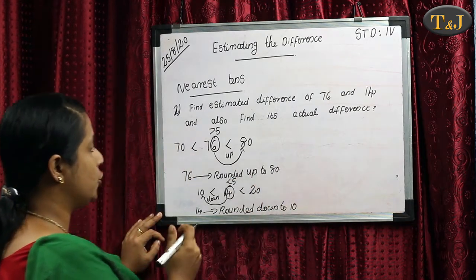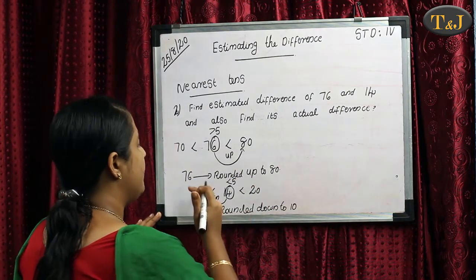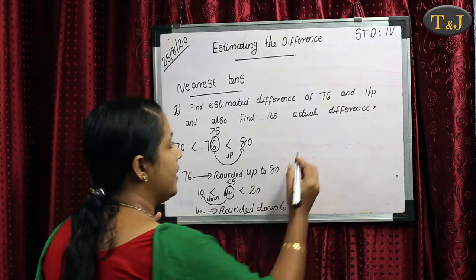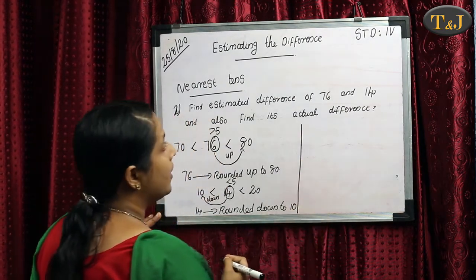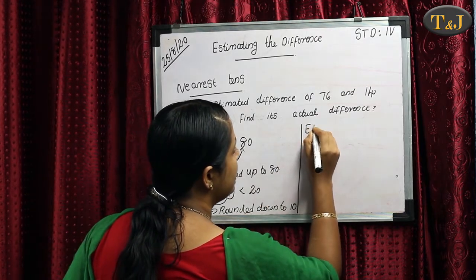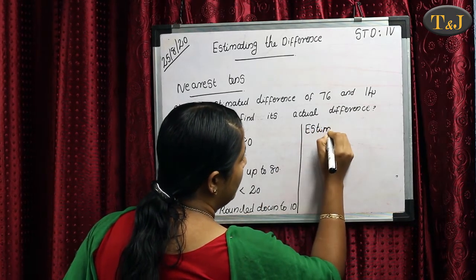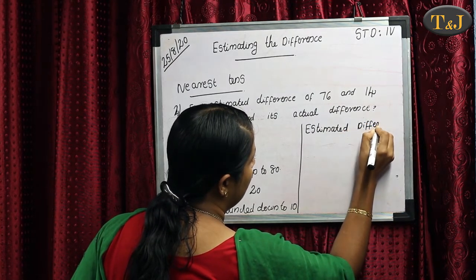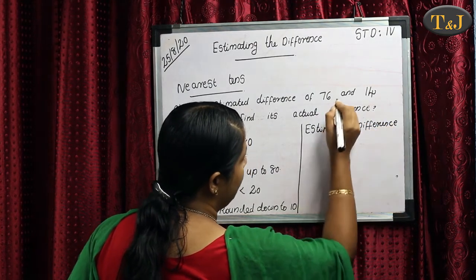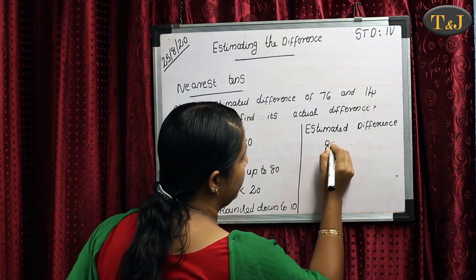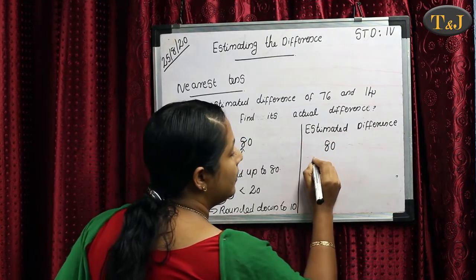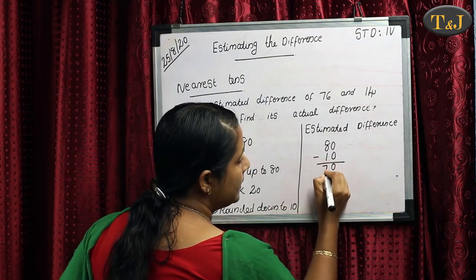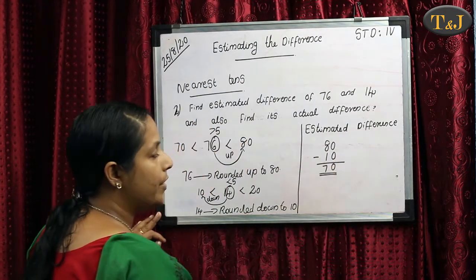So we are taking the two values 76 and 14. Then we take 76 as rounded up to 80 and 14 as rounded down to 10. Next we find out the estimated difference. Therefore estimated difference equals 80 minus 10. Now we get 76 as 80, then 14 as 10, then minus 10. 0 minus 0, 8 minus 1 equals 70. Now we get the estimated difference as 70.